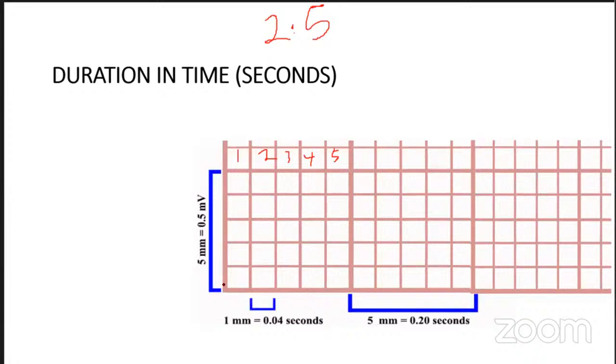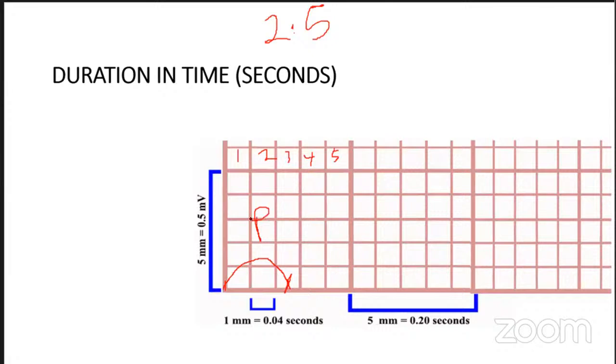So let me draw my P wave. So I'm going to start here. So this one small box here, this two, and this should be half of this third box. And that's the duration for my P wave. So this is my P wave. Your P wave should be drawn over 2.5 small boxes. So again, remember, your P wave should be drawn over 2.5 small boxes.